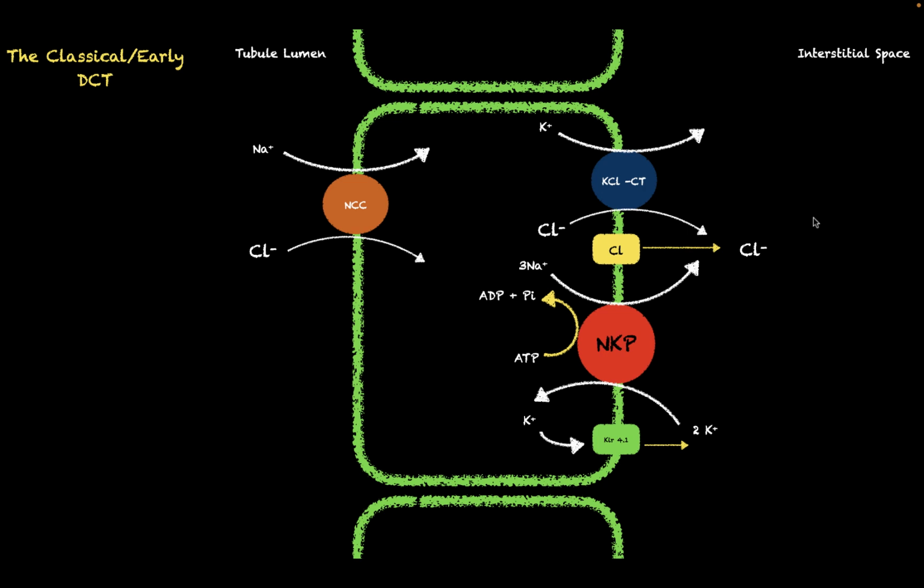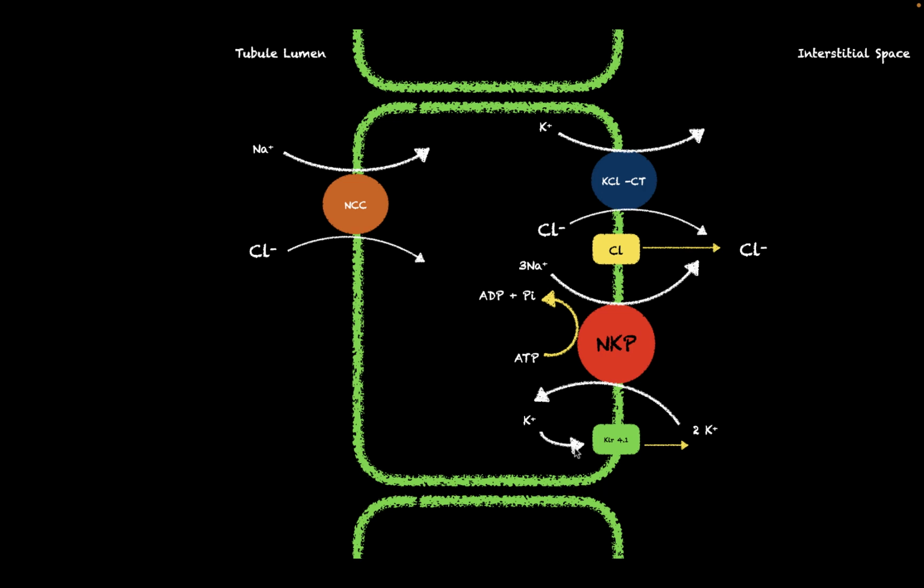In addition to these transcellular mechanisms, we also have a slight paracellular mechanism. It's important to note that the voltage in the early distal convoluted tubule is around 0 millivolts. But even though it's 0 millivolts, we do have a small amount of paracellular movement of chloride into the interstitial space. So there is some paracellular reabsorption that takes place for chloride in the early distal convoluted tubule.